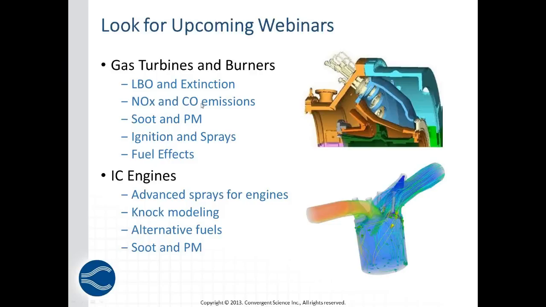Lean blow-off and extinction, NOx and CO emissions, soot and particulate matter, ignition and sprays, and fuel effects. And then also for IC engines, we'll look at advanced sprays and NOx modeling and alternative fuels, and then soot and particulate matter as well.